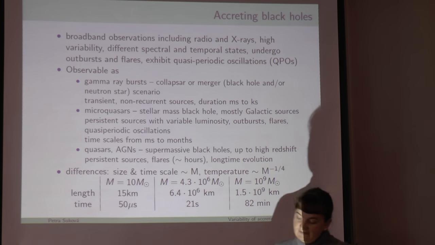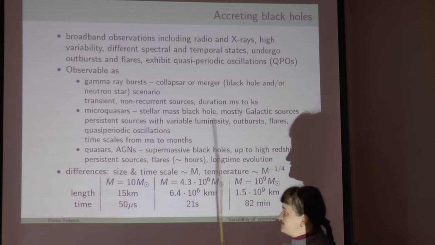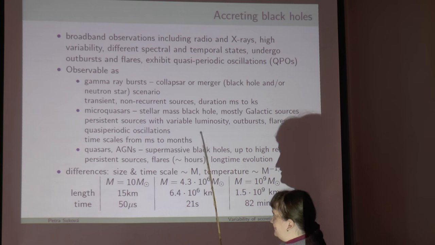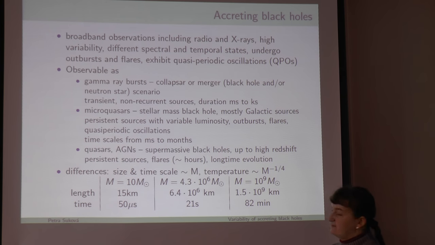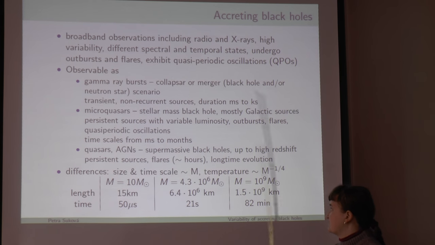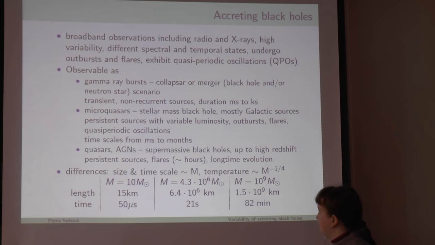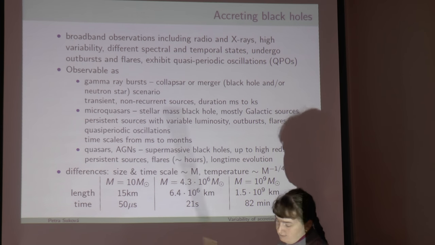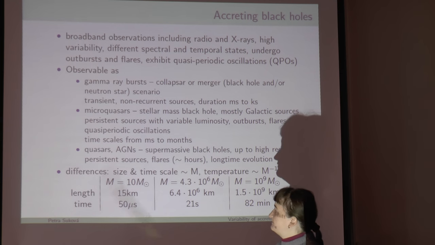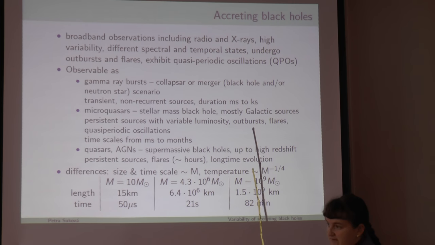Quasars are in their physical meaning very similar to microquasars, because they are just bigger. We think that they have a supermassive black hole which is accreting a lot of matter, and they usually have very high redshift, so they are very far away from us. They are also persistent sources, but they can also exhibit some flares or some even very long time evolution with hundreds of thousands of years. So even though the two objects are similar, there are also differences. The main difference is the mass of the central black hole, and together with it the size and the time scales which we expect from these sources are different.